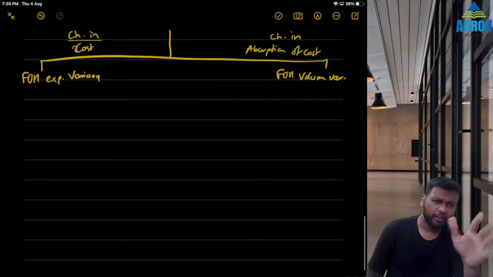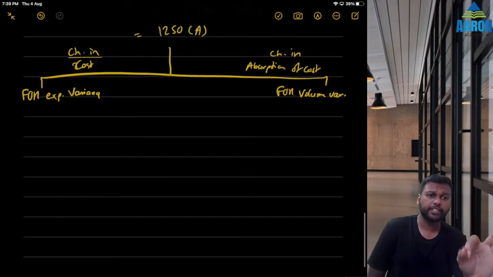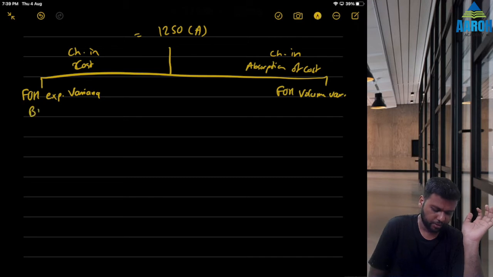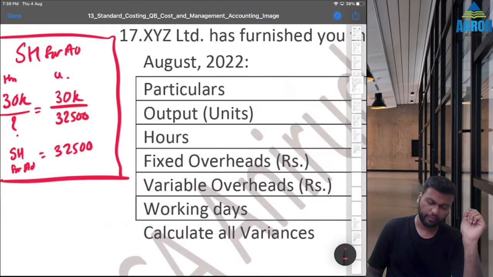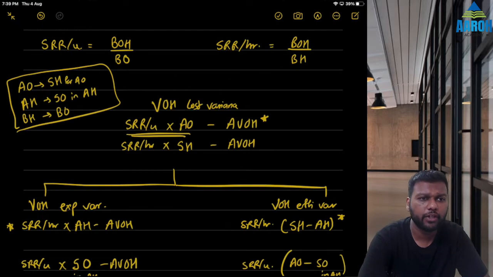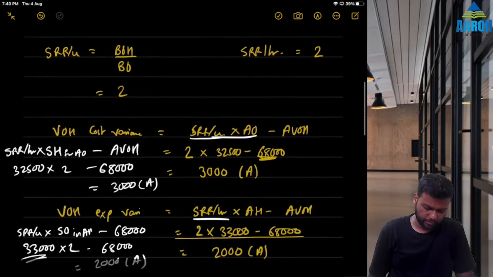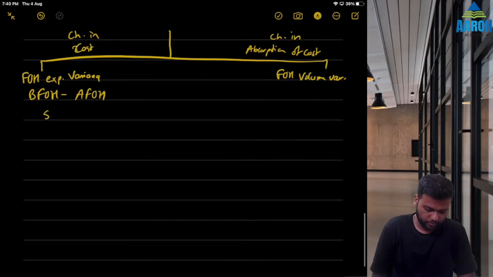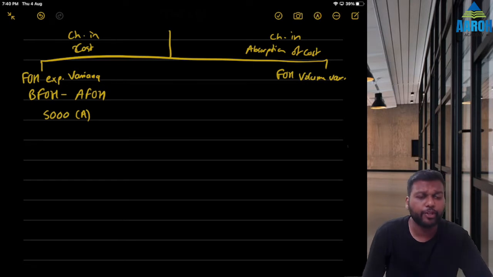Fixed overhead expenditure variance. Easiest formula: budgeted fixed overheads minus actual fixed overheads. That's it. So budgeted fixed overheads are 45,000. Actual are 50,000. So 45,000 minus 50,000 will be the answer for this. So that is 5,000 adverse. No need of any other formula for this, because budgeted will remain budgeted if we convert, right?